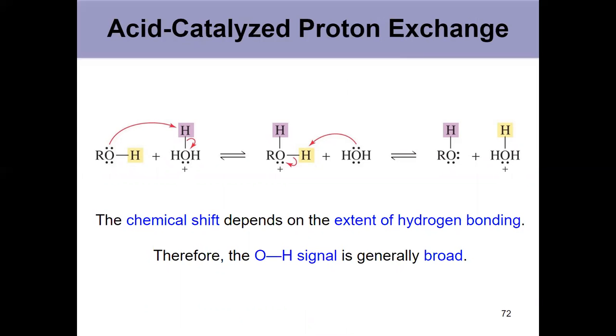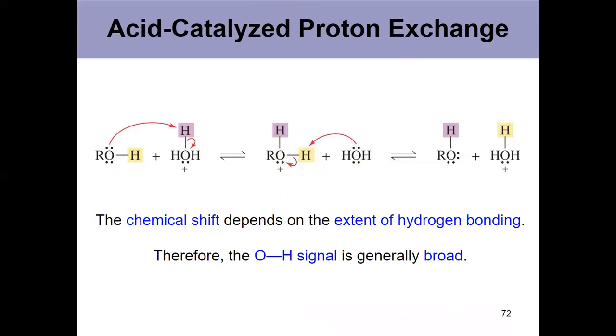In proton exchange, right, these things are not doing that. The chemical shift depends on the extent of hydrogen bonding. And you see these protons, right? Look at this, it's the yellow to begin with, and then I protonate my alcohol, and then I lose the original proton. So these protons are just kind of going in and out, in and out, in and out. They're not staying bonded long enough to split the signal.